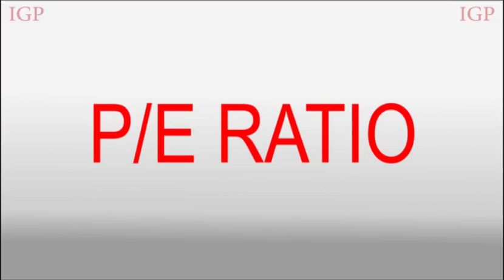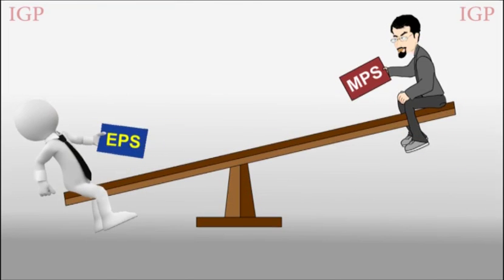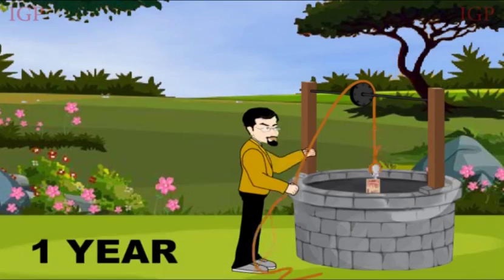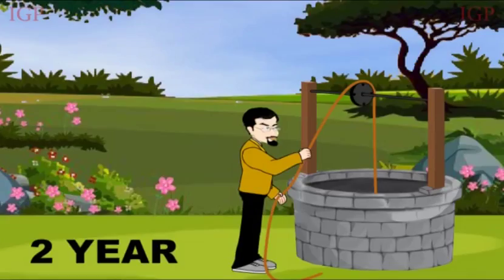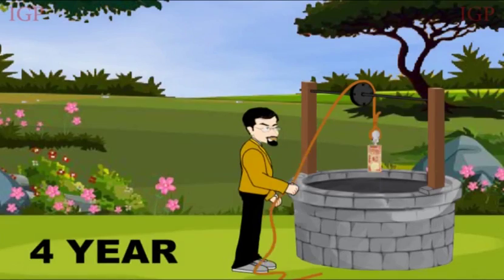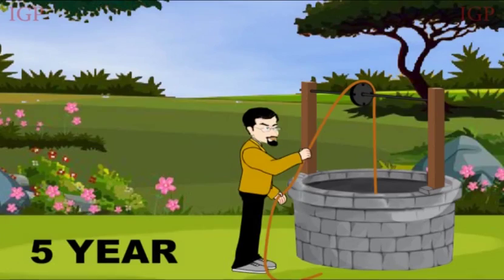PE ratio is short for the ratio of a company's market price per share to its earnings per share. Theoretically, a stock's PE tells us how much investors are willing to pay per rupee of earnings. It indicates the payback period to the investors or prospective investors. In other words, PE shows us in how many years the investment at market price will be recovered.